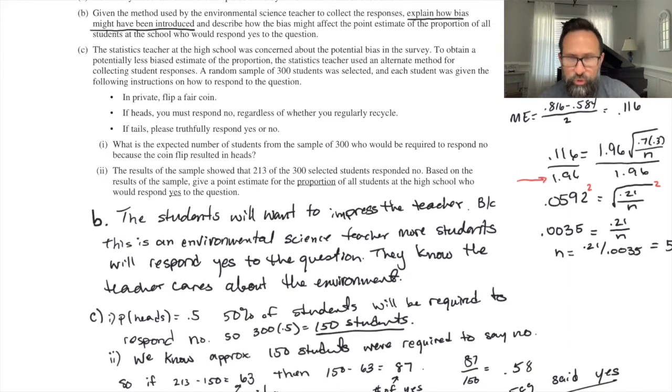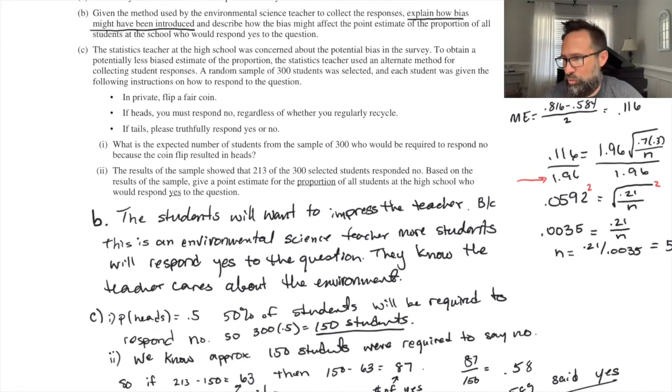And so more students are going to say yes to this question because of who's asking it, right? They don't want to look negative. They don't want to have a negative outlook from their teacher. And so in order to get credit for this question, you have to do two things.